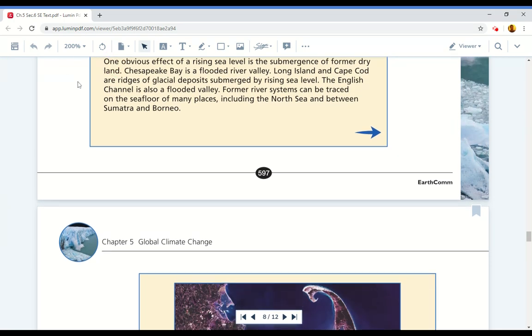One obvious effect of a rising sea level is the submergence of former dry land. Chesapeake Bay is a flooded river valley. Long Island and Cape Cod are ridges of glacial deposits submerged by rising sea level. The English Channel is also a flooded valley. Former river systems can be traced on the seafloor of many places, including the North Sea between Sumatra and Borneo.